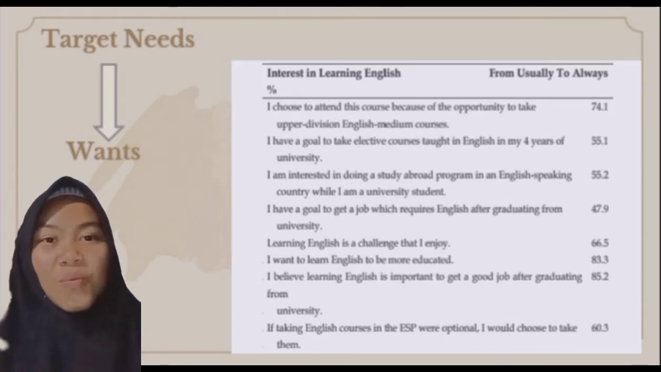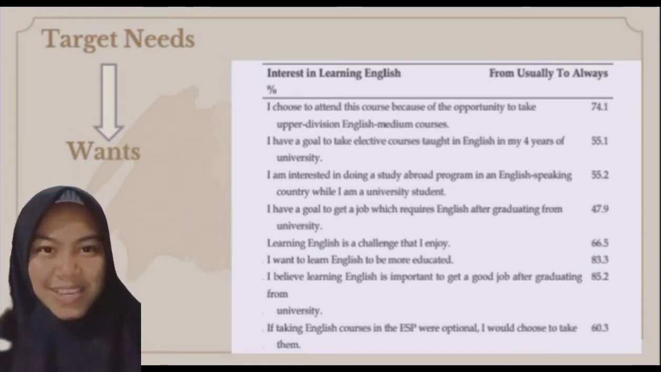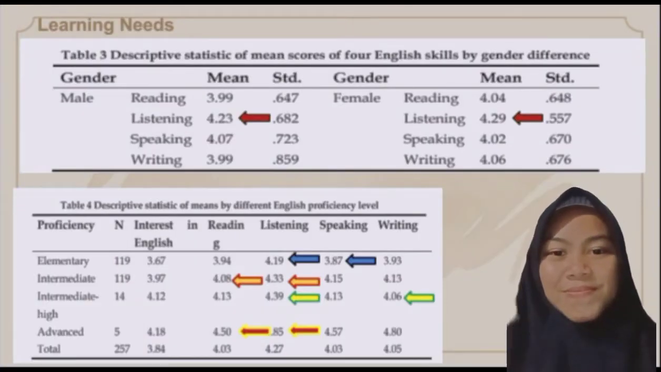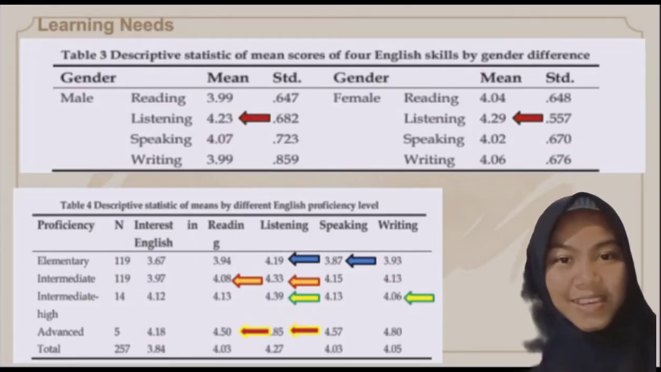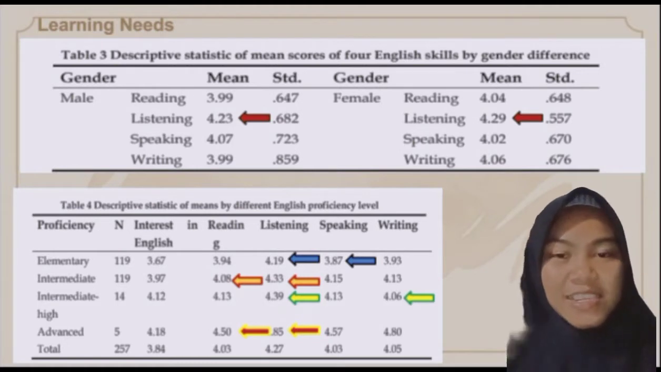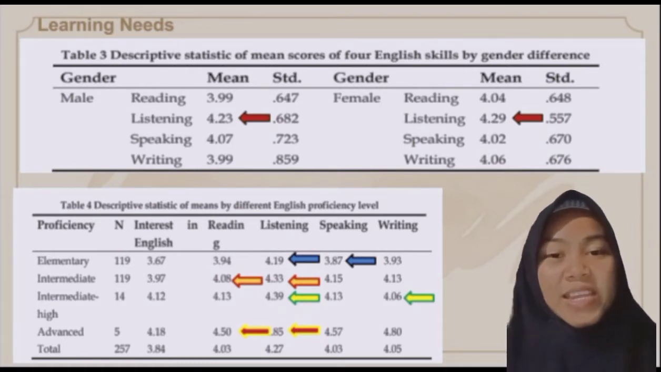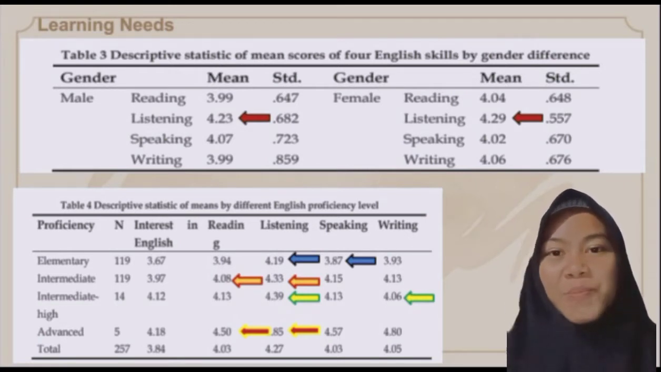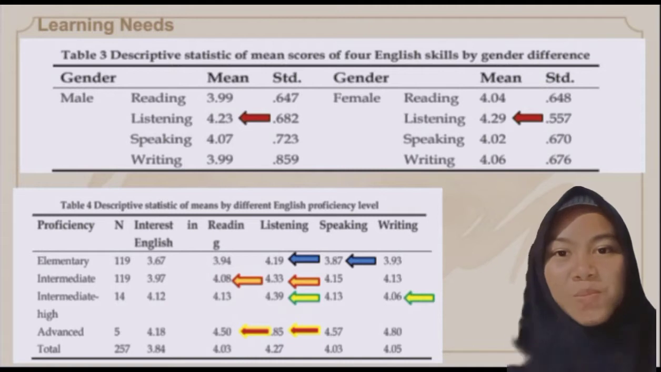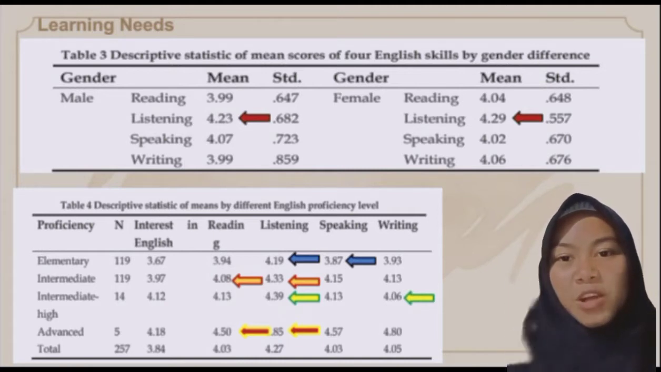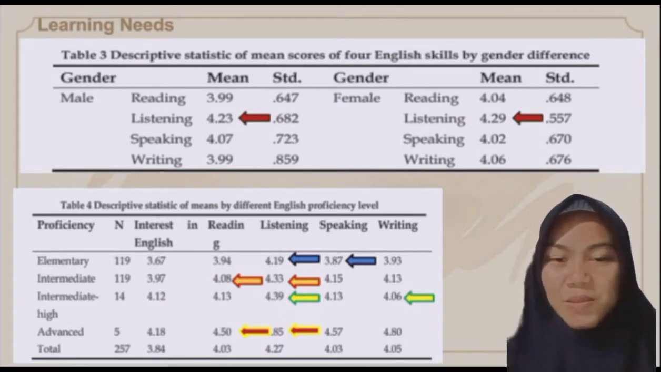It's about once in the journal article. And then the second part of the needs analysis is learning needs. The learning needs are shown in the journal article with two tables. The first is the table of the genders and the second is the table of the proficiency levels.